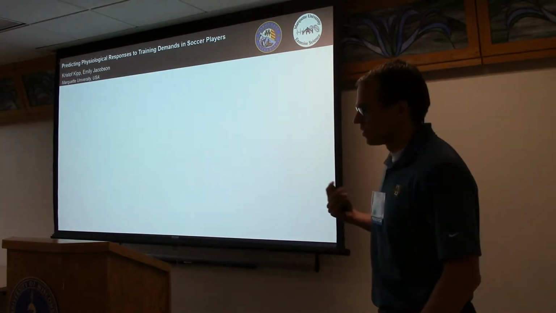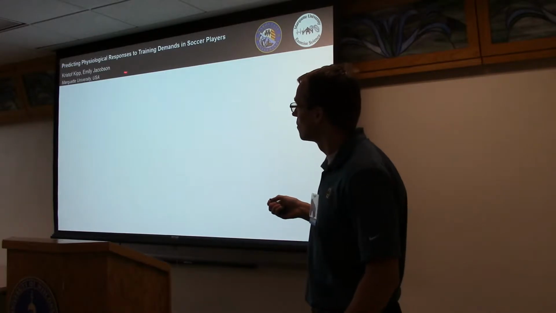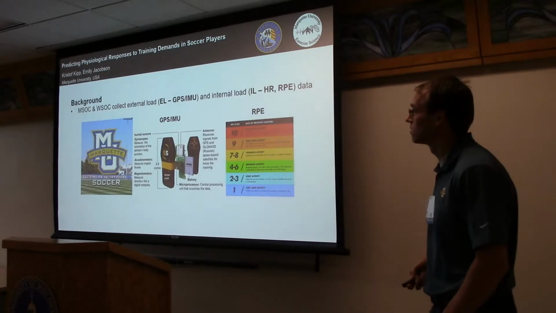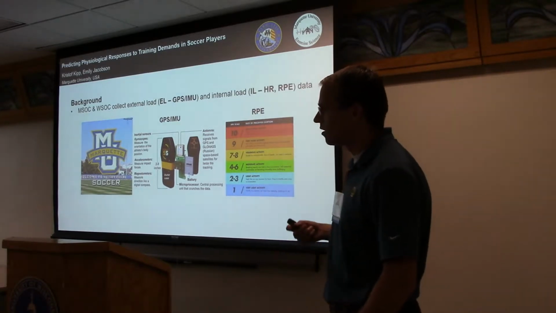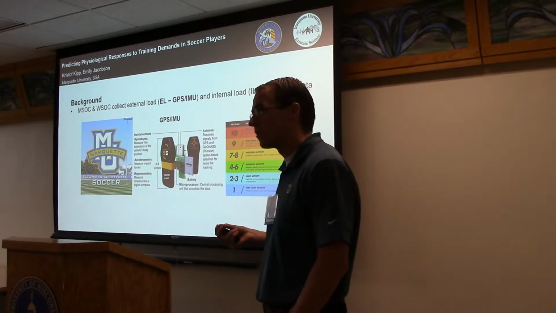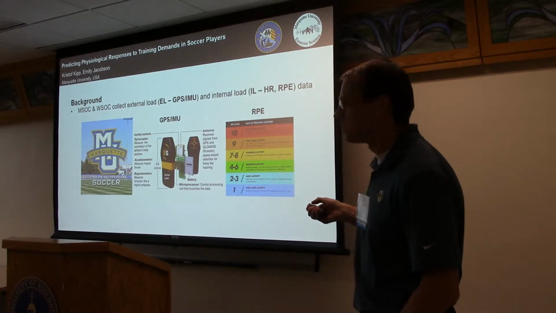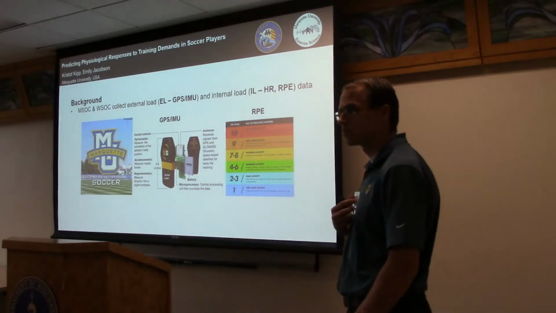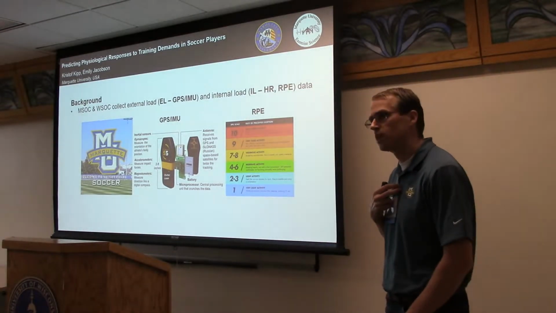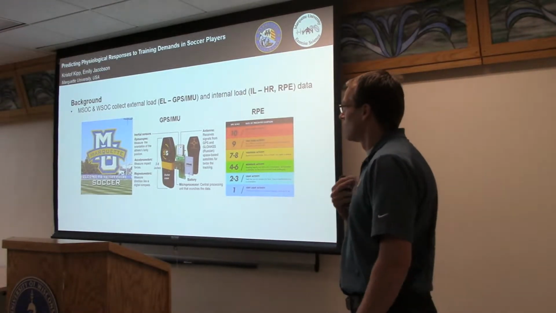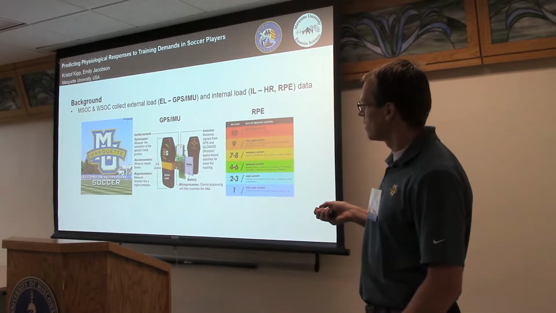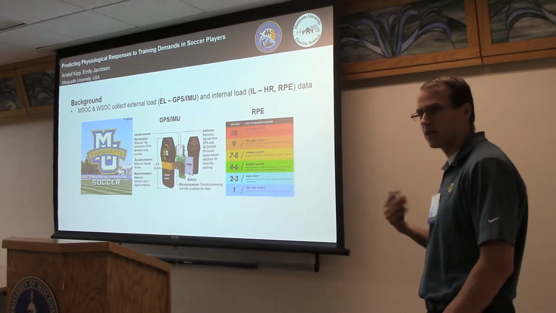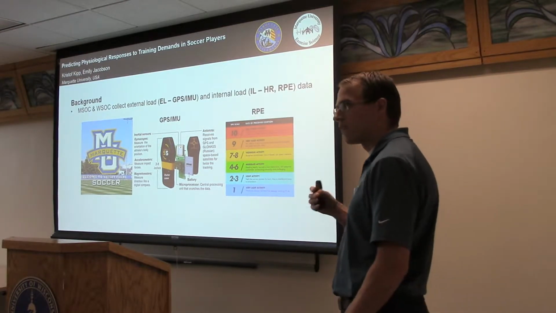So the first applied problem we call predicting physiological responses to training demands in soccer players. As background, both of our men's and women's soccer teams on campus collect external load data. So this is GPS data or IMU data, where each player is instrumented with an inertial measurement unit during each practice and each game. That means we have gyroscope, accelerometer, and magnetometer data. We know how fast they're running, how far they're running, how much distance they cover at a certain speed.